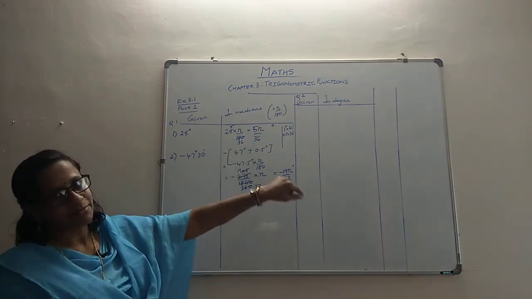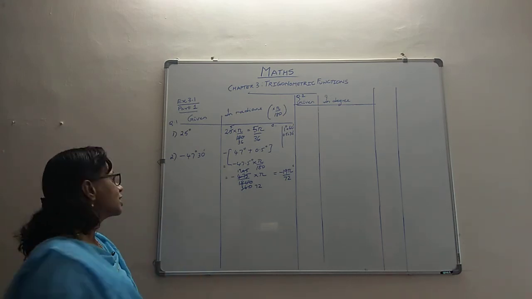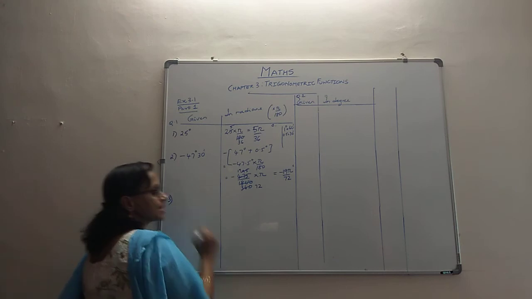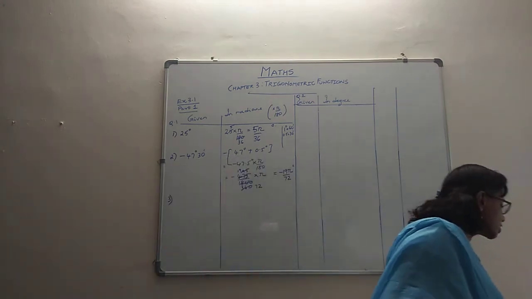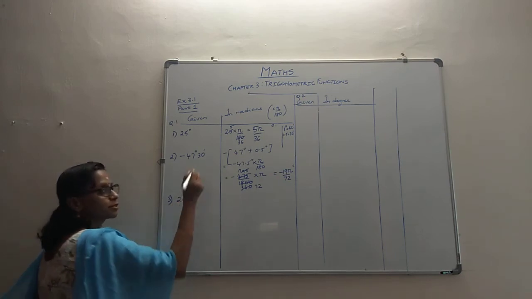1 degree is 60 minutes and 1 minute is 60 seconds. Whenever required, we will use that. So that is our second subpart. The third subpart says that it is 240 degrees. This is pretty simple as compared to the previous ones.